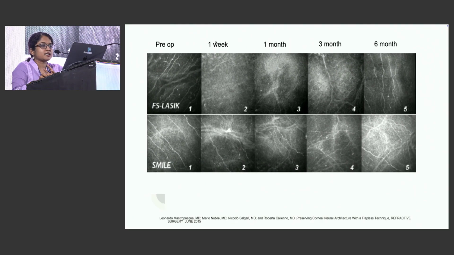So this shows the post-operative recovery of the nerve fibers. So note that the viable fibers are visible at 1 week and 1 month after surgery in SMILE group, and partial recovery of the fiber density starts at 3 months after LASIK.